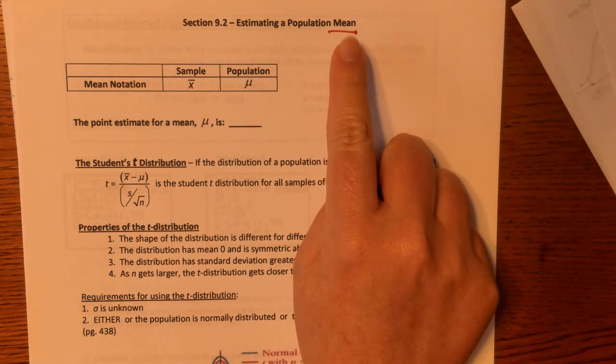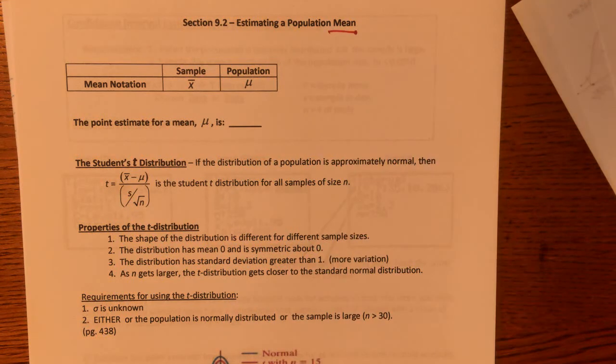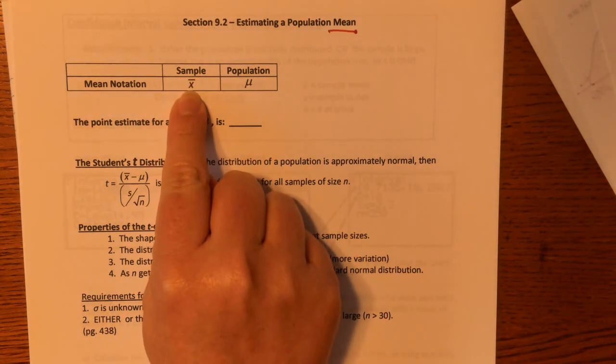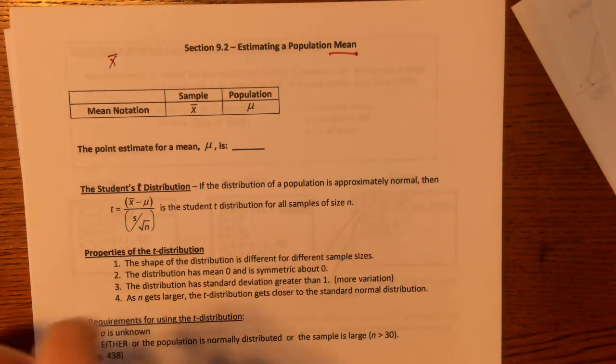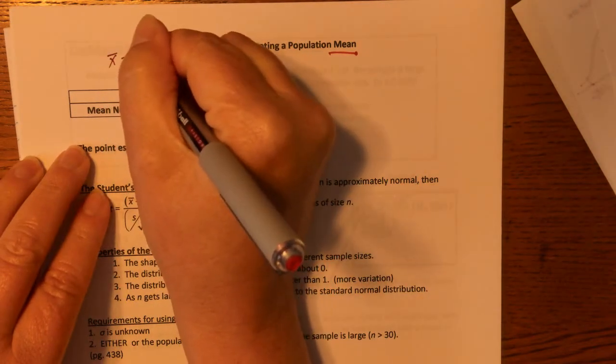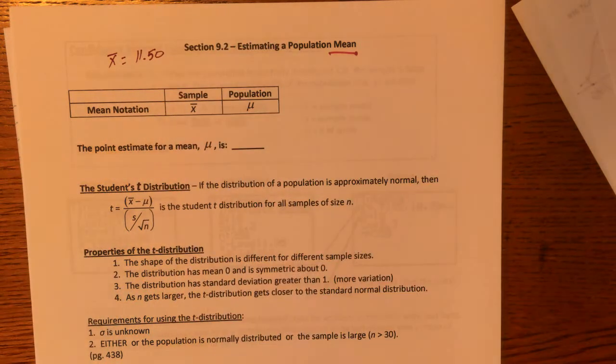okay? That mean, since we did a sample, the symbol for that is X bar. So let's say the average person in our survey made $11.50 an hour. Our X bar would be $11.50. That was the average salary, okay?